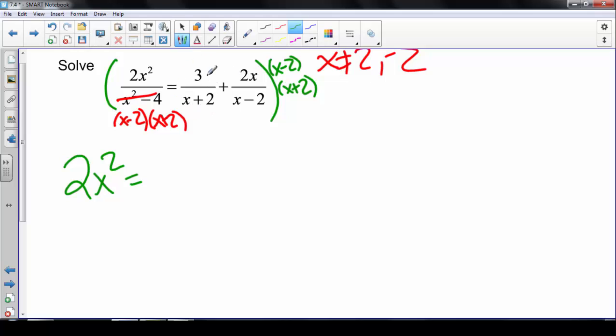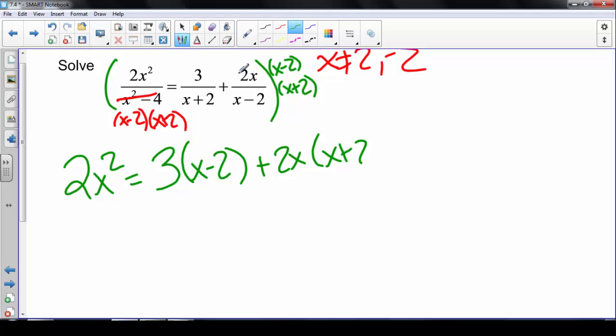When looking at this one, notice the x plus 2 would cancel with the x plus 2. So we're left with this 3, but we're also left with this x minus 2. And on this last one, this x minus 2 would cancel with this x minus 2. So we're left with this 2x and the x plus 2. Distribute and solve.